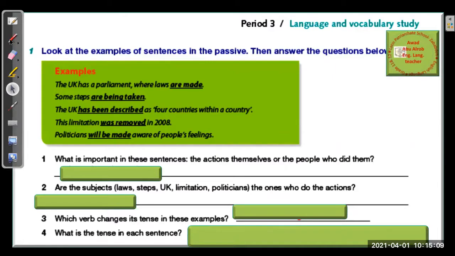Okay, now if you look at the example, number 1 here, what's the verb? Muhammad. Made. No, not made. Are made. Number 2, what is it, Joyce? Are being taken. Number 3, has been described. Nicole, what's number 4? What's the verb here? So, Alice, what is it? Was removed. And the last one, Ubada, what's the verb? Will be made.